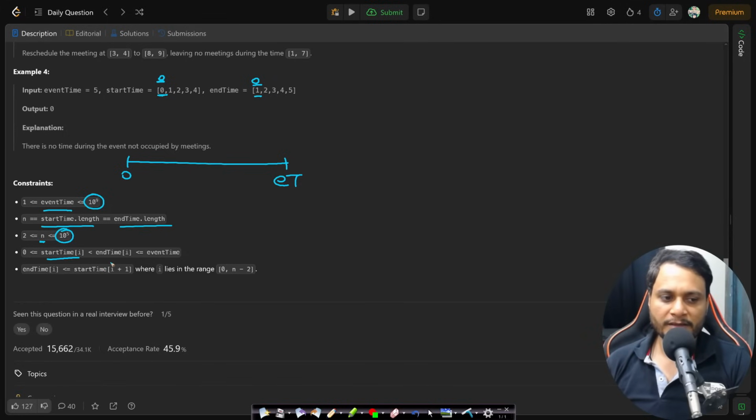startTime[i] is less than endTime[i]. This means that the meeting width is at least 1. Because if it would have been 0, then here it would be written as less than or equal to. So by the statement of less than, since we are dealing every time with an integer, the width of a meeting will be minimum 1, and the meeting's start point can be 0 and the end time can be eventTime. So we are dealing with the time range of 0 to eventTime.